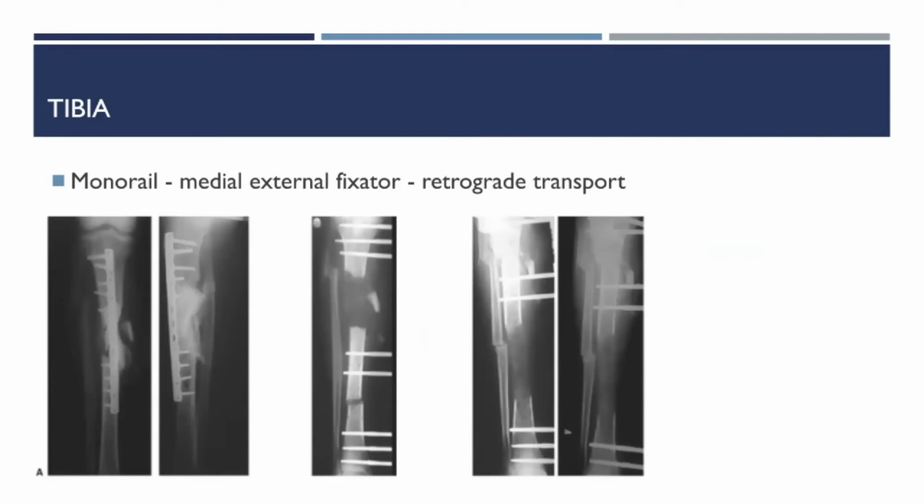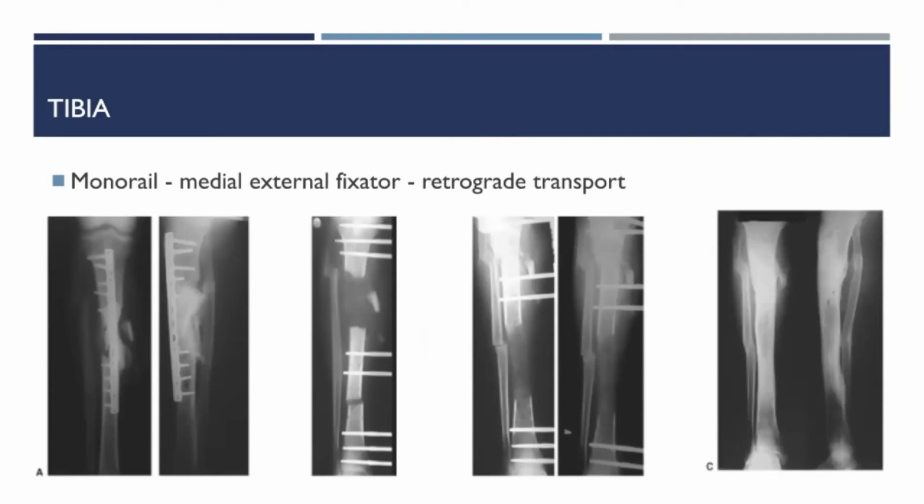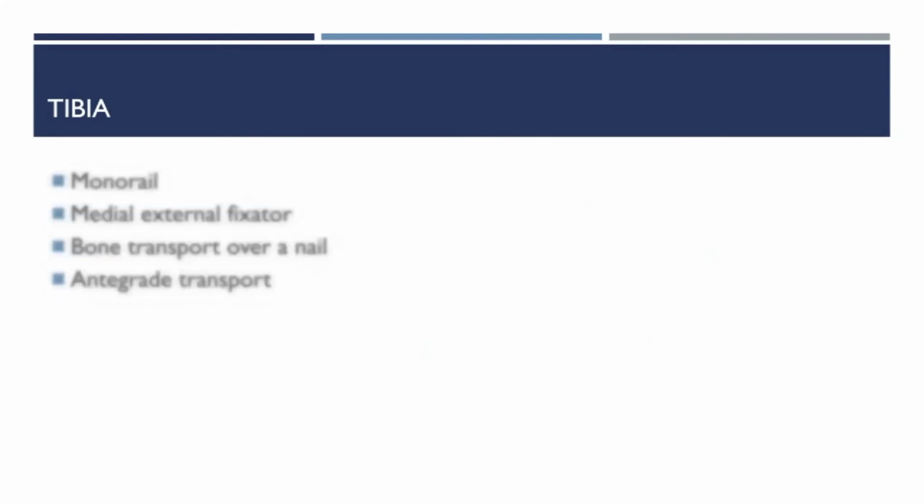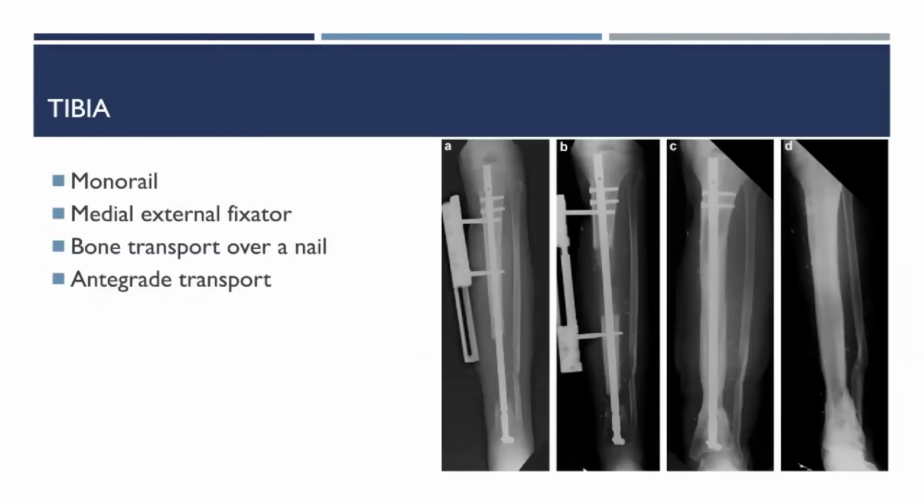Docking site was bone grafted, fibula was cut. Maturation of the regenerate and healed docking site. Here is a distal diaphyseal defect with a monorail transport over a nail. Really nicely done. Good healing, good regenerate.